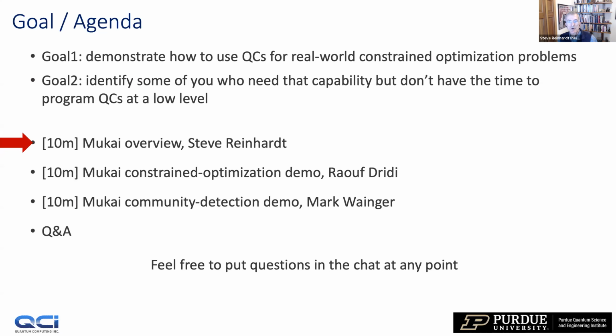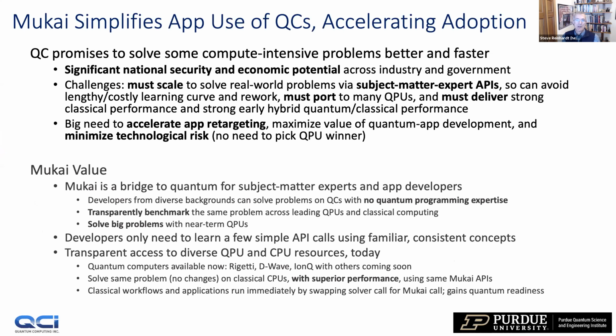So jumping into the Mukai overview. Simply put, Mukai simplifies the application use of quantum computers, and thereby it accelerates quantum computing adoption. The fact that you're attending today says you're probably aware of quantum computers and probably have some interest in what they might do for you. Many of us are excited about that. And of course, there are some real challenges to delivering the potential of quantum computing for real world problems. One of those is we have to scale to real world problems.